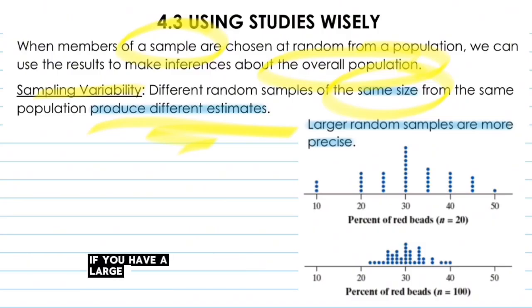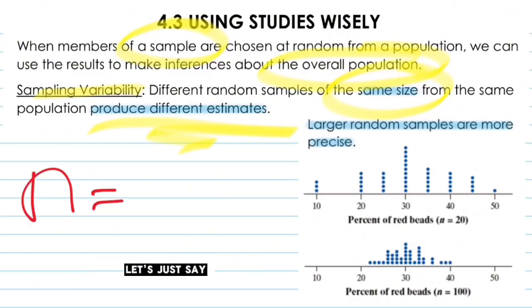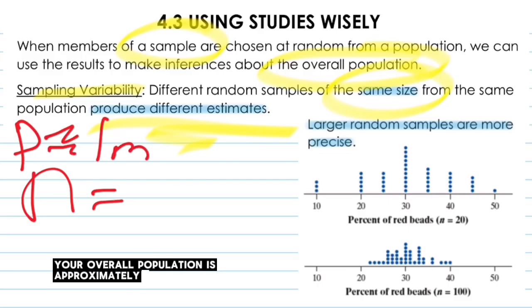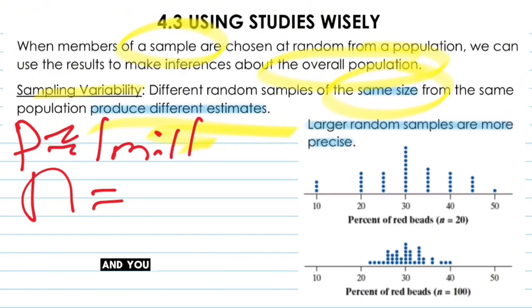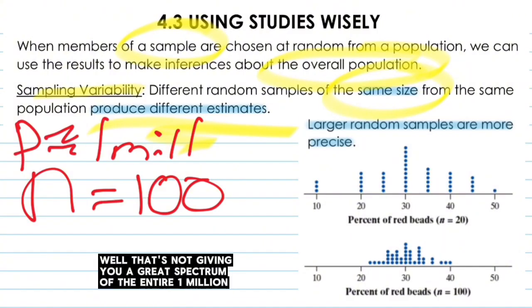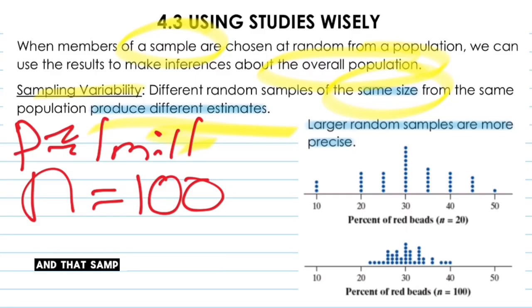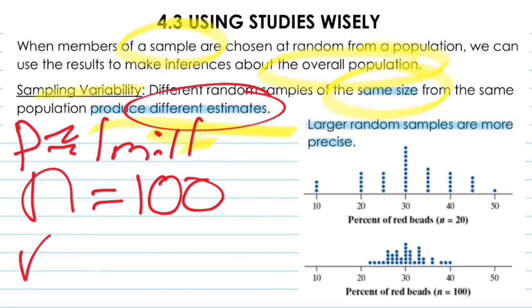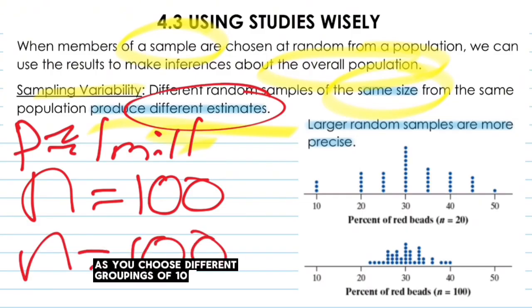If you have a large population, let's just say your overall population is approximately 1 million individuals, and you are just choosing a sample of, let's say, 100 of them, well, that's not giving you a great spectrum of the entire 1 million. It's just going to be a sample, and that sample is probably going to produce different estimates as you choose different groupings of 100 people.